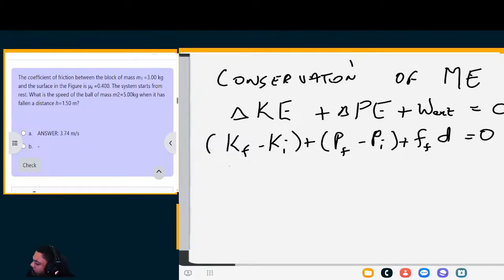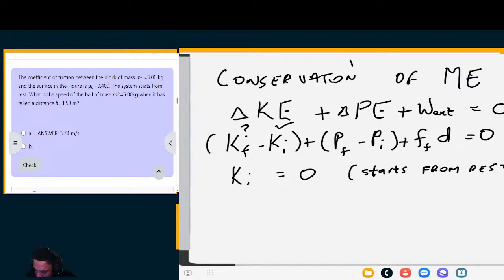So let's start with the kinetic energy. The initial kinetic energy is equal to 0 because it starts from rest. That's why the initial kinetic energy is 0. So we have the initial kinetic energy, we want the final kinetic energy, and the change in potential energy, let's check that out.